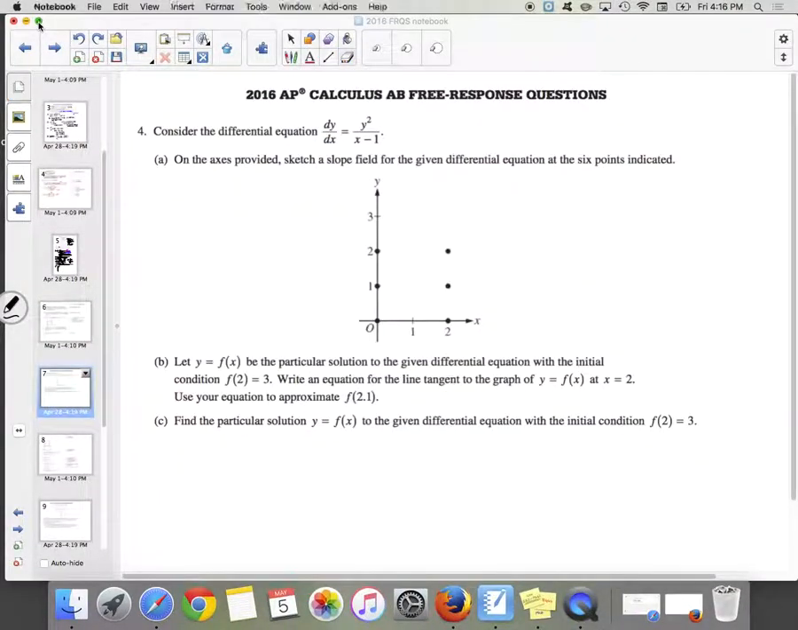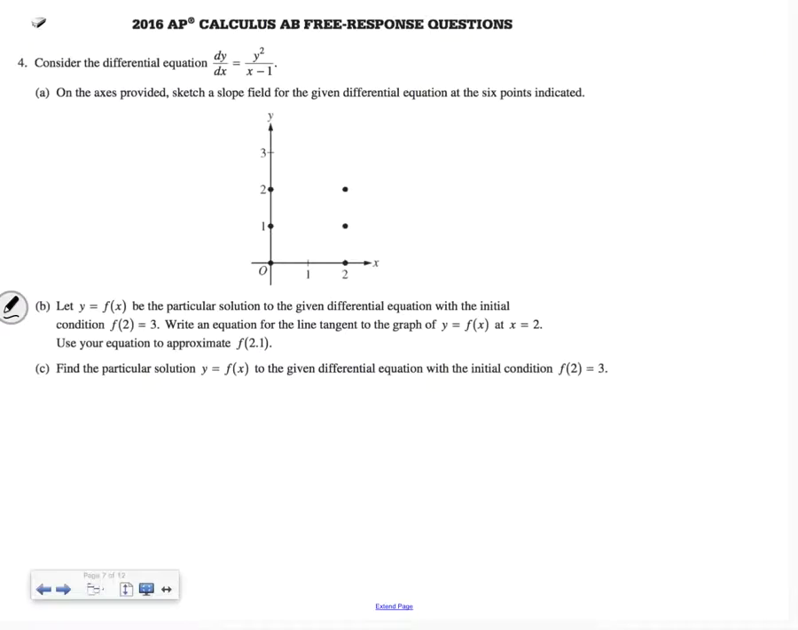All right, number 4 is the classic separable differential equation. So we've had lots of practice with these. It says on the axis provided, sketch a slope field for the given differential equation at the 6 points indicated. Okay, so looking at our denominator, we have x minus 1. So that's why we don't have any points at x values of 1, because we have undefined slopes.